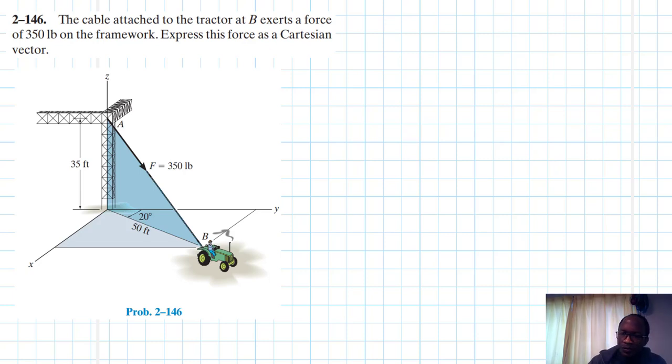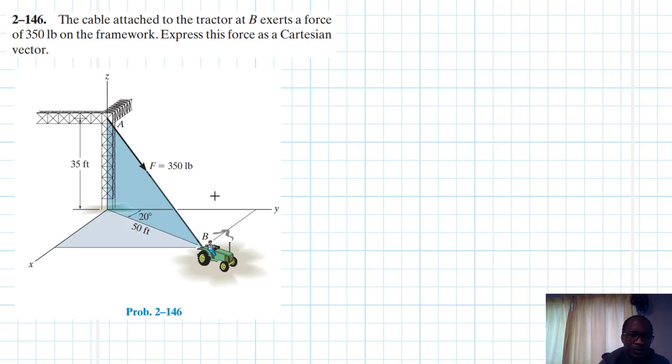The problem reads: the cable attached to the tractor at B exerts a force of 350 pounds on the framework. Express this force as a Cartesian vector. This problem is coming from the Engineering Mechanics Statics textbook, 13th edition by R.C. Hibbeler.